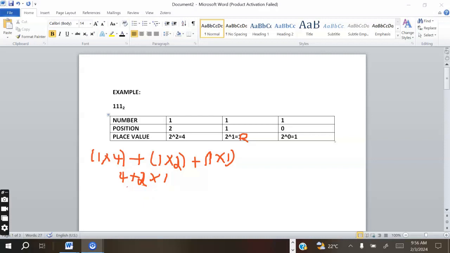So the final answer is supposed to be 7 base 10, which translates to 111 base 2 is 2 to 7 base 10. I hope we have understood how to go about that simple example. Okay, let's move to another, slightly more complex example so that you can compare.